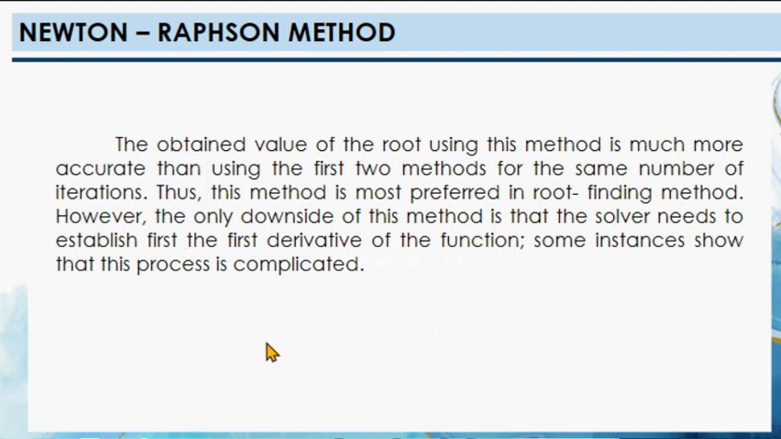The obtained value of the root using this method is much more accurate than using the first two methods for the same number of iterations. Thus, this method is most preferred in root finding. However, the only downside is that the solver needs to establish first the first derivative of the function. If you make a mistake in the first derivative, everything will be wrong. Some instances show that this process is complicated, and there are cases where we cannot solve right away or the method diverges.